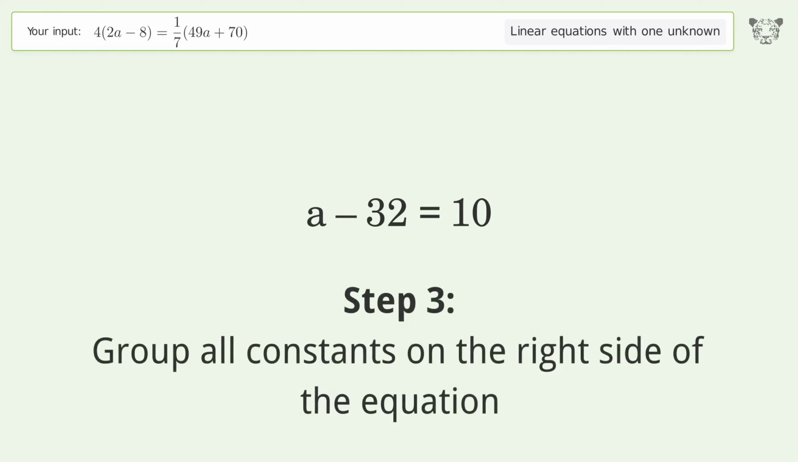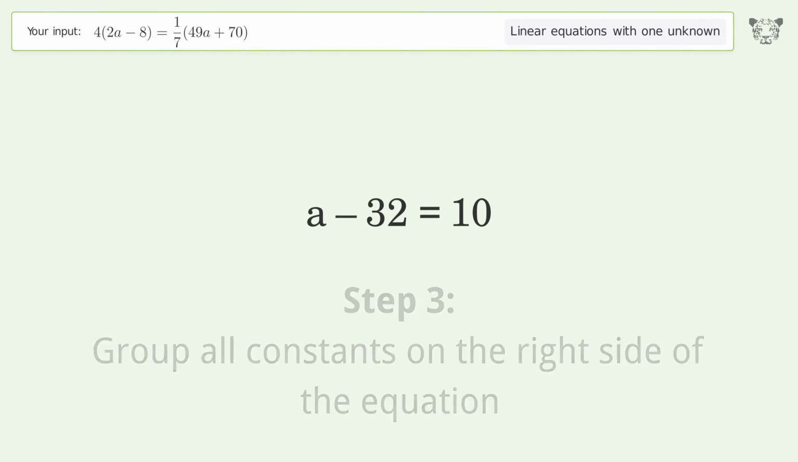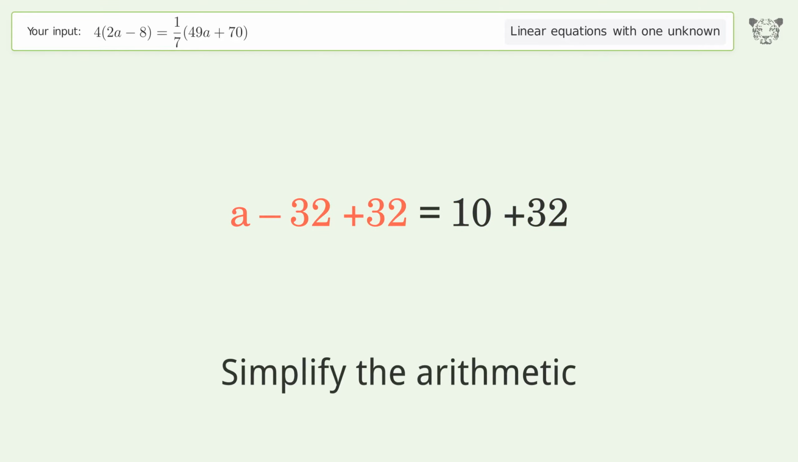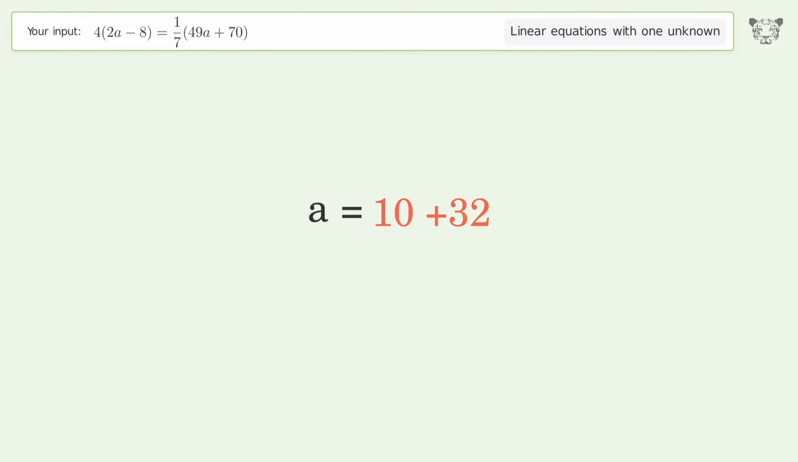Group all constants on the right side of the equation. Add 32 to both sides. Simplify the arithmetic. And so the final result is a equals 42.